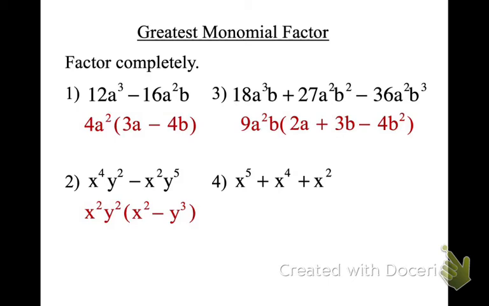Okay, greatest thing I can pull out is an x squared. When I pull x squared out of x to the fifth, I'm left with x to the third. When I pulled x squared out of x to the fourth, I'm left with x squared. When I pull x squared out I'm left with, now remember, when you divide any number by itself, x squared divided by x squared, anything divided by itself equals 1, so that would be plus 1.